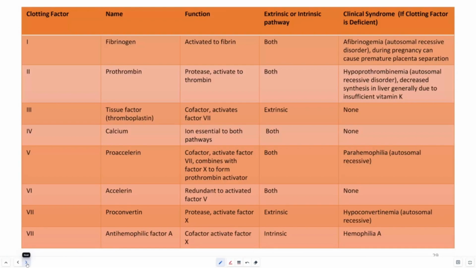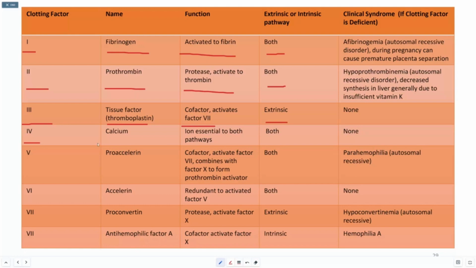Let's take a look at the list of all the clotting factors. Notice that clotting factors are named after the Roman numeral. I also have the name. Factor 1 is also known as fibrinogen, which activates fibrin. It's found in both pathways. Clotting factor number 2 is called prothrombin, which is going to be a protease that activates thrombin, also found in both pathways. Clotting factor number 3 is also known as tissue factor, called thromboplastin. Its main function is to activate factor number 7, and it's found only in the extrinsic pathway.